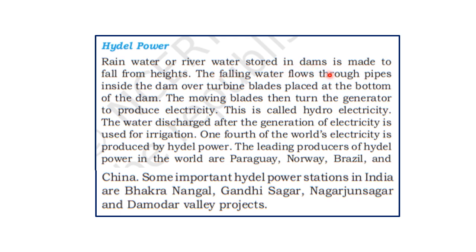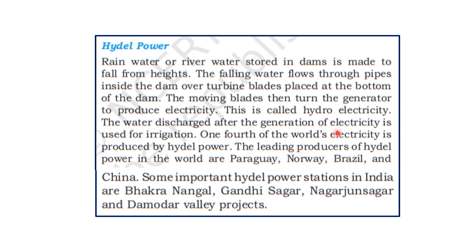Rainwater or river water stored in a dam is made to fall from a height, and the falling water flows through pipes inside the dam over turbine blades placed at the bottom of the dam. The moving blades then turn the generator to produce electricity. This is called hydroelectricity. And the water discharged after the generation of electricity is used for irrigation. That is why the dams which are built to generate hydroelectricity are called multi-purpose projects, because one project tackles many purposes.